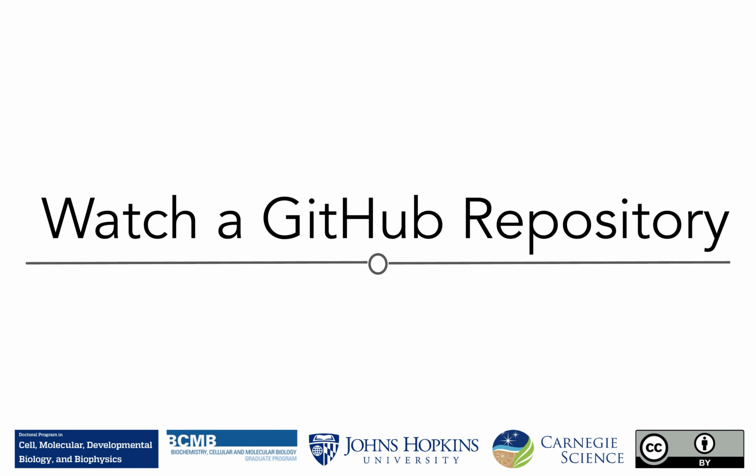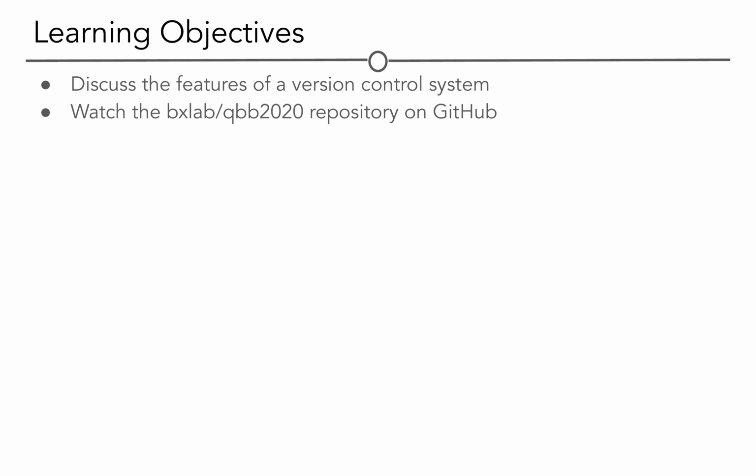Watch a GitHub repository. The main objectives of this tutorial are to discuss the features of a version control system and watch the BXLab QBB 2020 repository on GitHub.